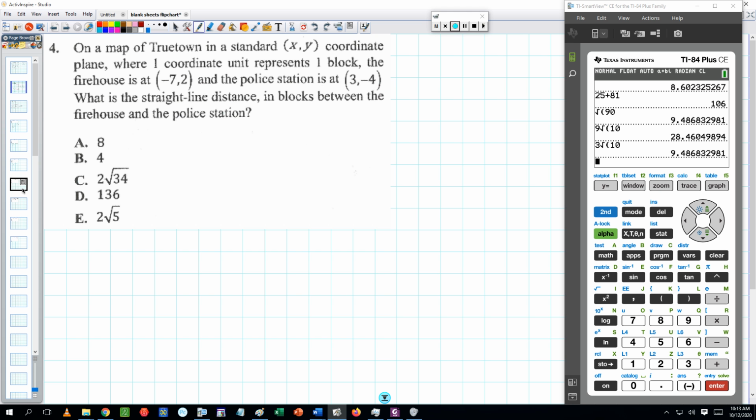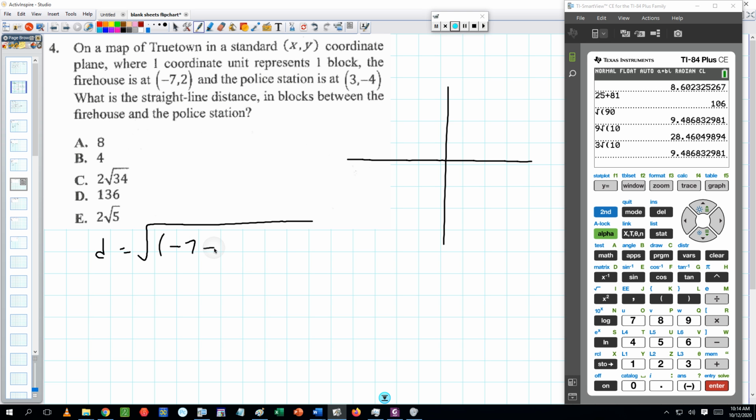On a map of Truetown, where one coordinate is 1 block, the firehouse is at -7, 2. My distance formula. Take the x's and subtract those. Take the 2 y's and subtract those. Since they gave us the point, there is no reason to make that drawing.